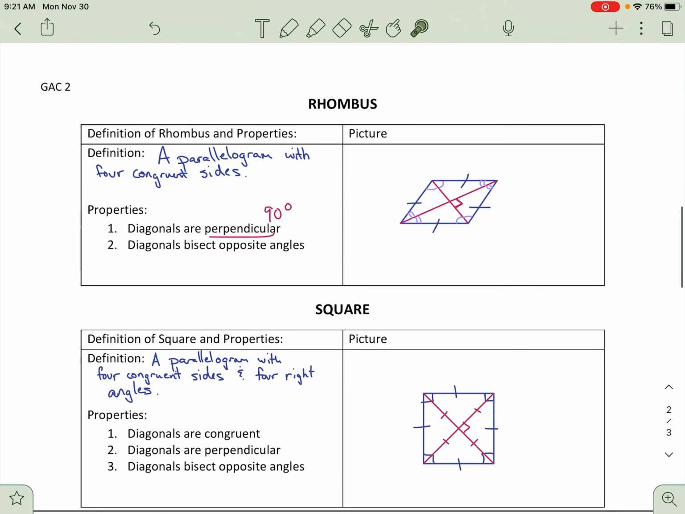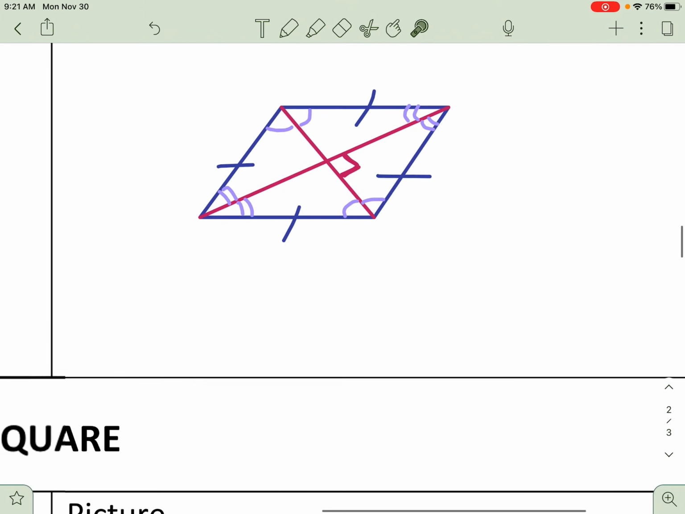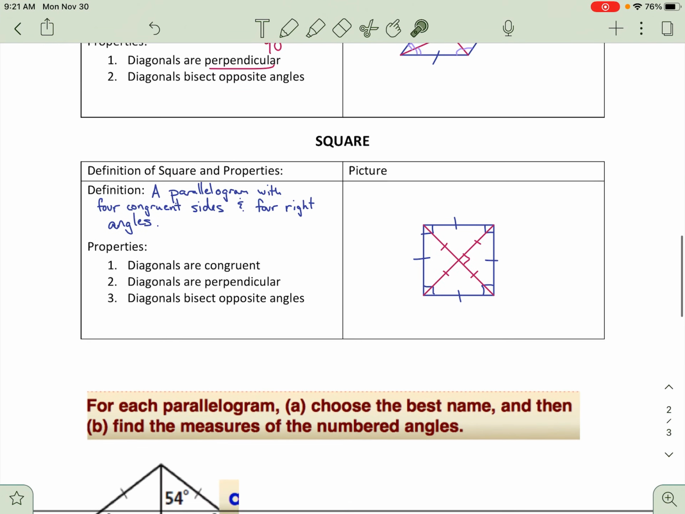All right, so that's pretty cool about a rhombus. Something to remember: on the inside of it, the diagonals make a 90-degree angle. Also, the diagonals bisect the opposite angle. So very much like a kite, okay, it splits these angles in half. Splits it in half, splits it in half, splits it in half. Okay? So that's a rhombus.